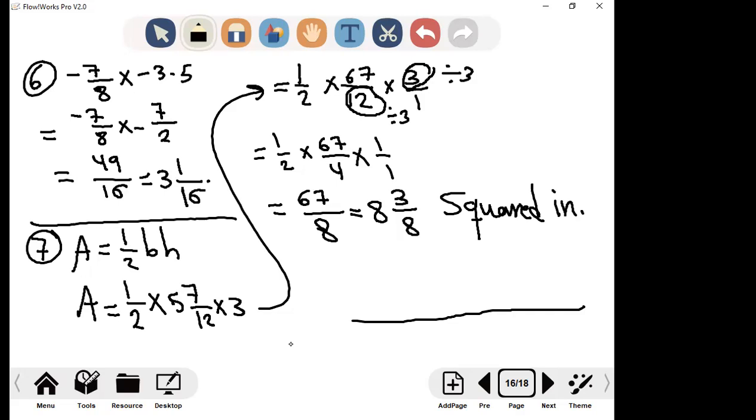What's the answer of question 8? Excellent. The answer is 1 and 3 over 8. Right. Question 8 is division, normal division, right? Is there any problem? Who doesn't understand question 8? So it is 1 and 3 over 8 for question 8.